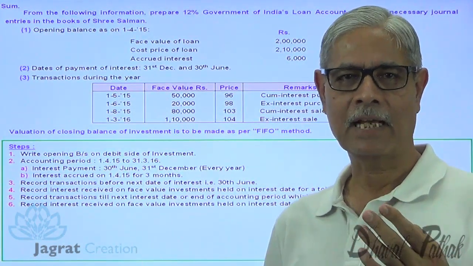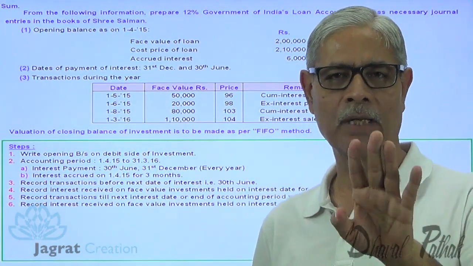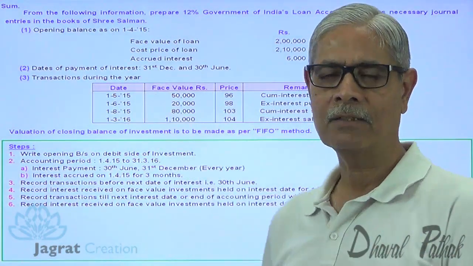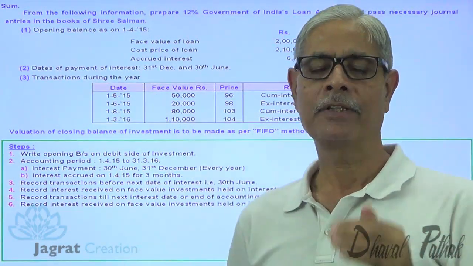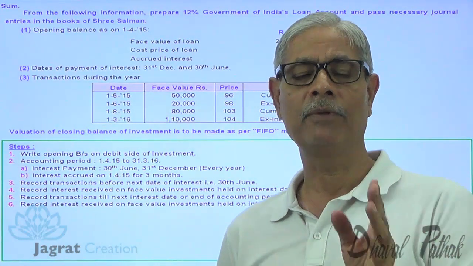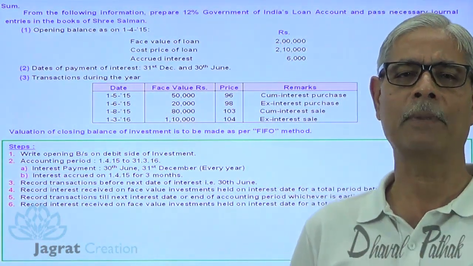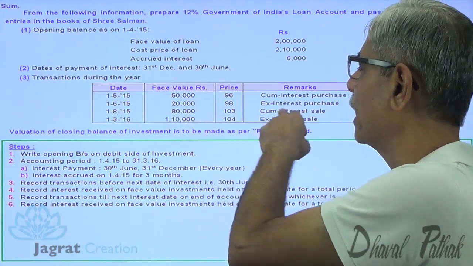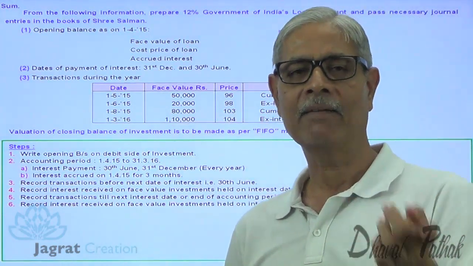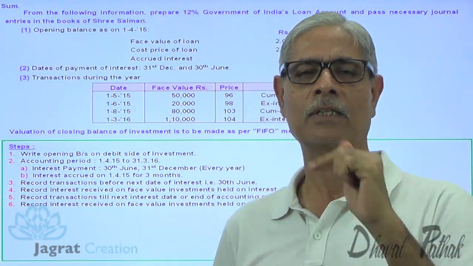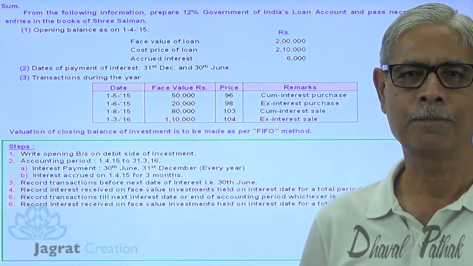Then three things are over. First, opening balance interest accrued done. Second, these two transactions. Third, I have received interest. Then record transactions that are entered into before next interest date, that is 31st of December. So this transaction will be recorded next. After that, I will record the entry for interest received on 31st of December, that for 6 months.